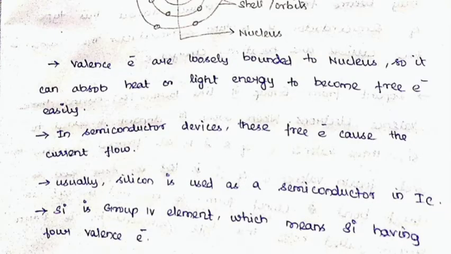The valence electrons are loosely bound to the nucleus, so they can absorb a small amount of heat or light energy to become free electrons. As we all know, the flow of electrons is nothing but current. So, in semiconductor devices, these free electrons cause the flow of current. Usually, silicon is used as a semiconductor in integrated circuits. Silicon is a group 4 element, which means the group 4 element atom contains 4 electrons in its valence shell, which is nothing but 4 valence electrons.